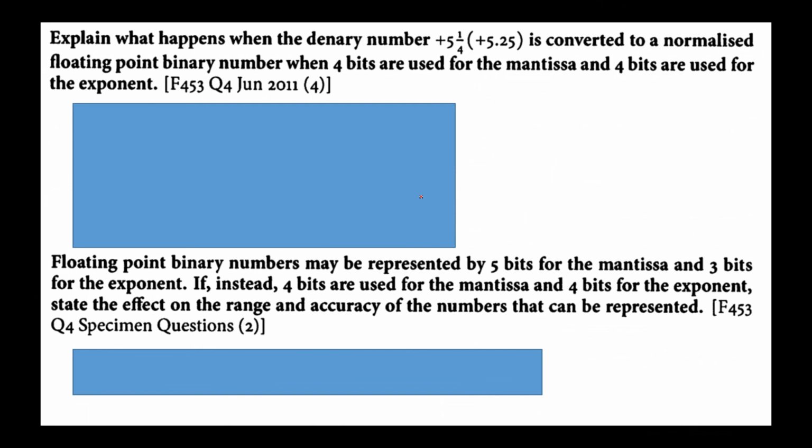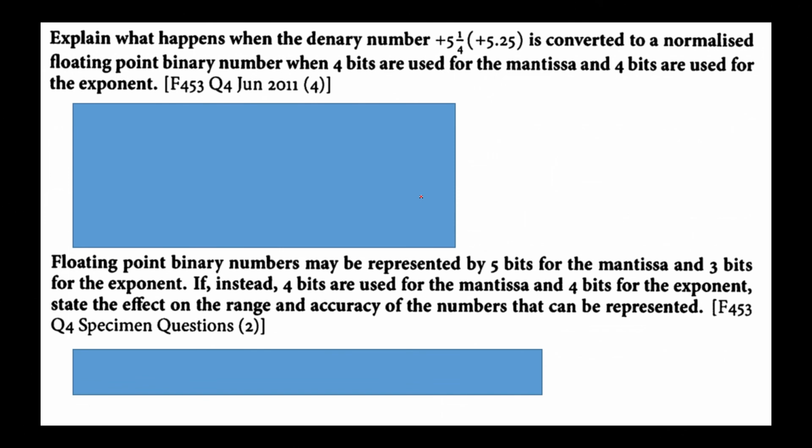See if you want to do it. So the bottom one is to say, but if instead 4 bits are for the mantissa and 4 bits for the exponent. So floating point binary numbers may be represented by 5 bits for the mantissa and 3 bits for the exponent. If instead 4 bits are used for both the mantissa and exponent, state the effect on the range and accuracy of the number that can be represented. So pause the video now if you want to have a go at it.